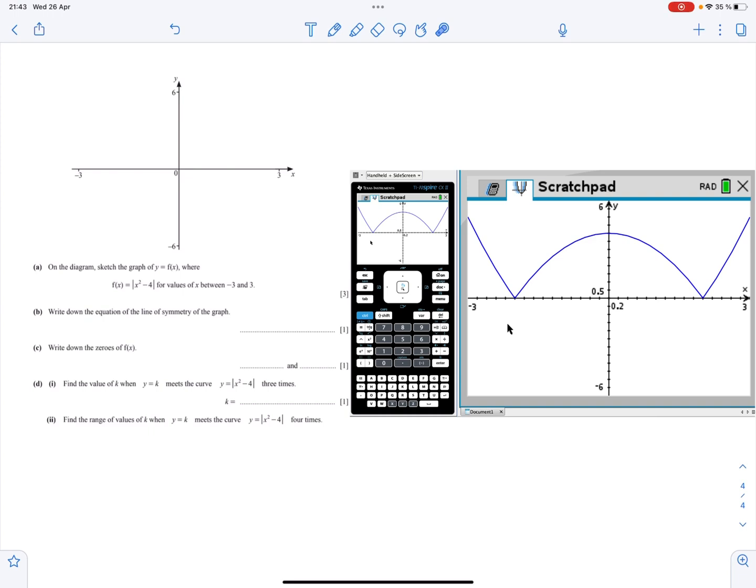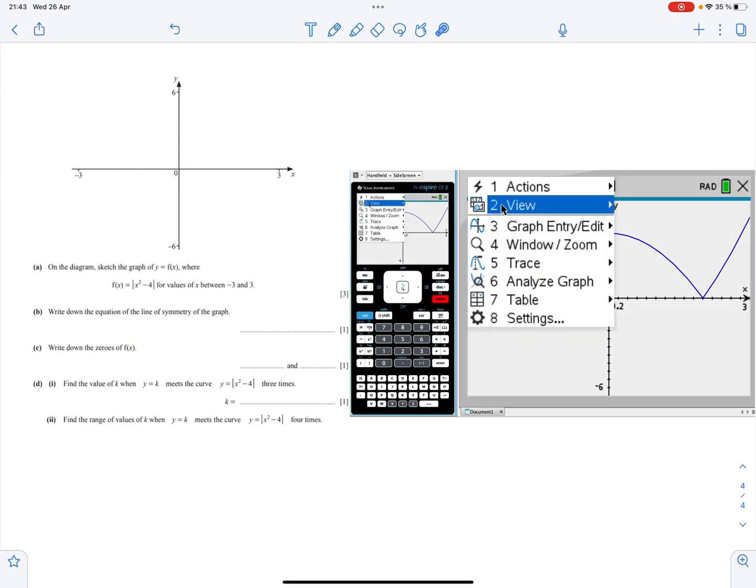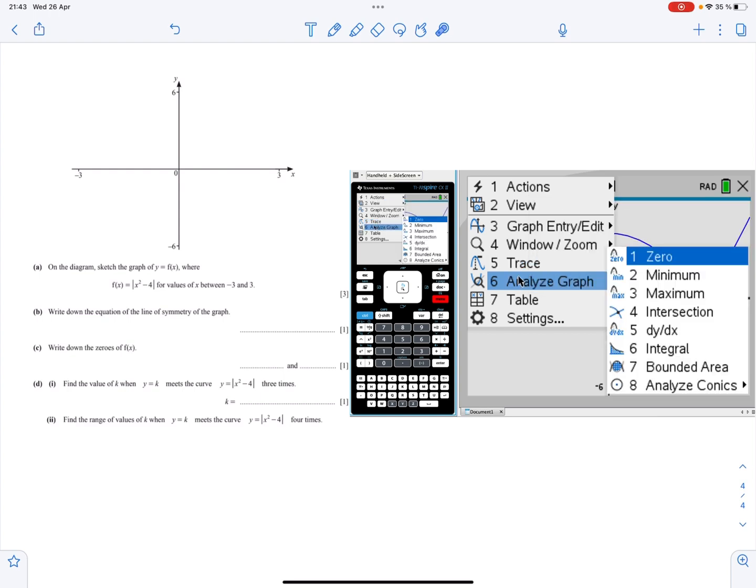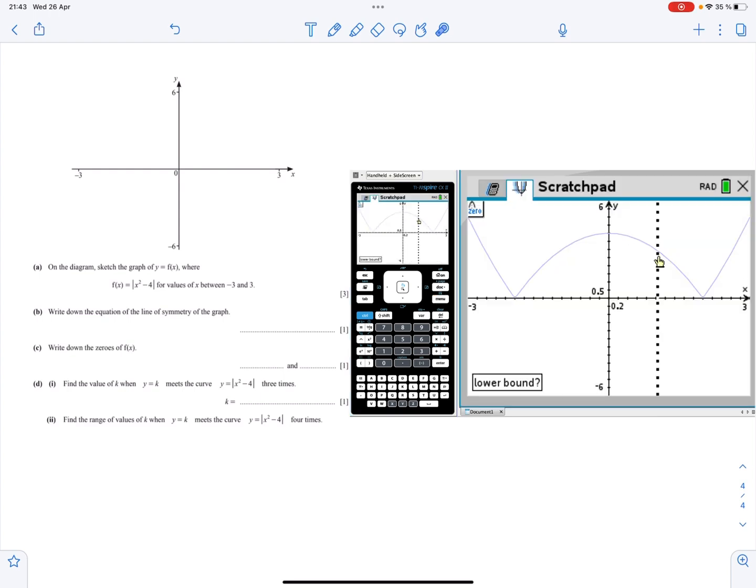I do that by using the zero function. To do that, I click on Menu, followed by the 6th option, Analyze Graph, followed by the first option, Zero. I'll start with this one over here. Lower bound it's asking me for, so I go to the left of that point. Anywhere to the left will do, and I click.